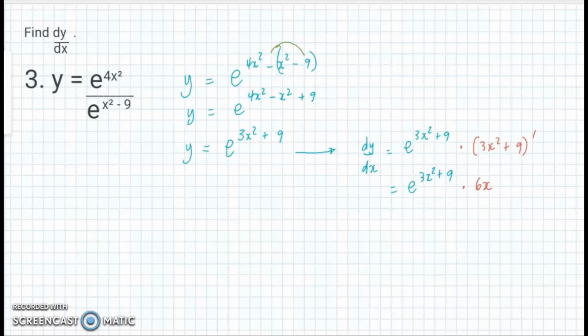So we just simplify this. So this is 6x e raised to 3x squared plus 9. And as I have mentioned earlier, we can actually interchange this. The x should be the one at the last part. So this will be 6e raised to 3x squared plus 9 times x. So that's better. That's our answer to this third example here.